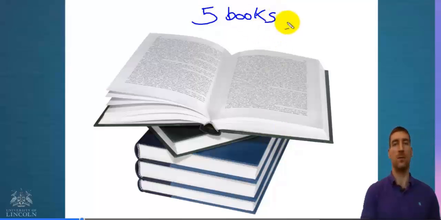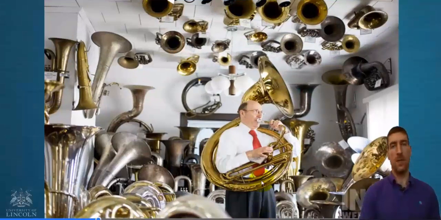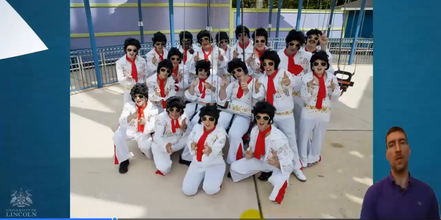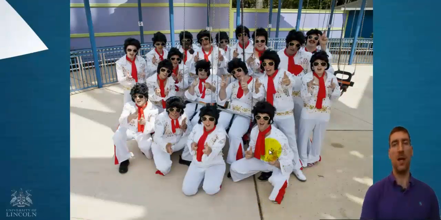Ooh, we need a plural. Okay, different objects, but we can still count them. We've got brass instruments, perhaps tubas, so we've got however many, let's say 53 tubas. Again, we can put a number in front of them, so they are countable. And in this example, we have 19 people, so people are also countable. 19 Elvis impersonators, 19 people, and we can count them.